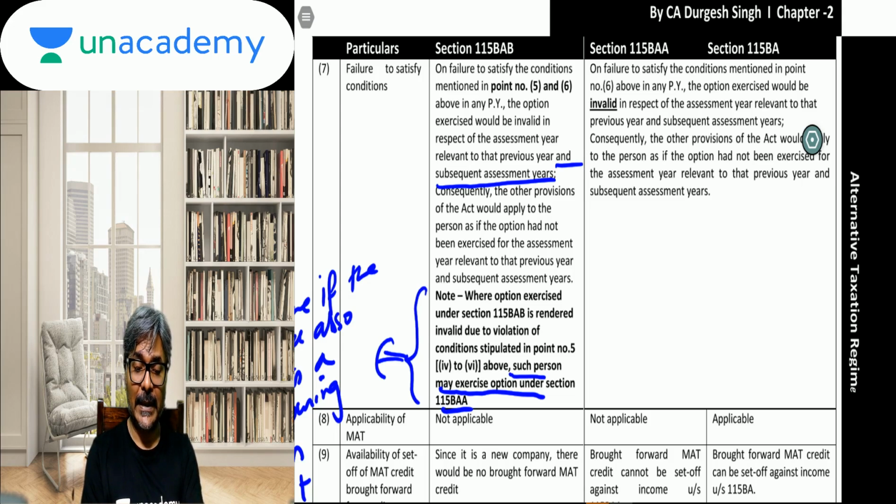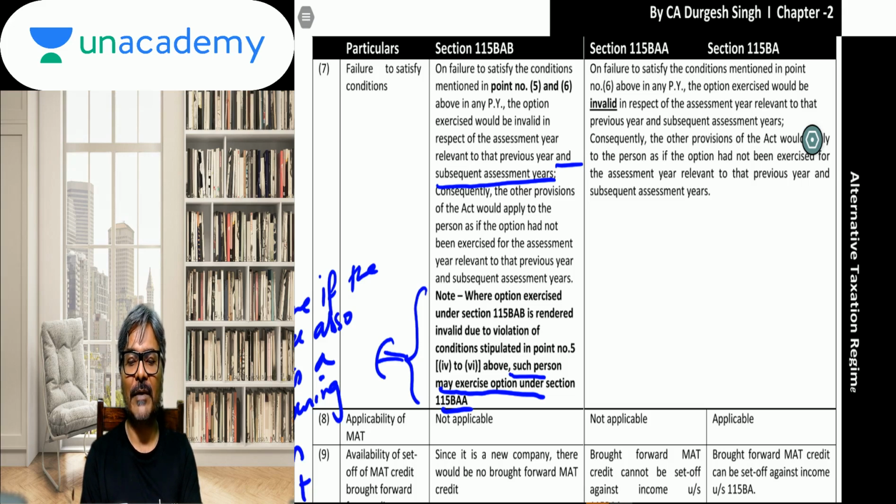Where option exercised under 115BAB is rendered invalid due to the violation of conditions stipulated in point number 4 to 6 above, such person may exercise option under section 115BAA. Can you see that? And that is the reason why I gave that warehousing business example. In that, the warehousing business I have started in the next year. So whether I can opt for 115BAA, the answer is yes.